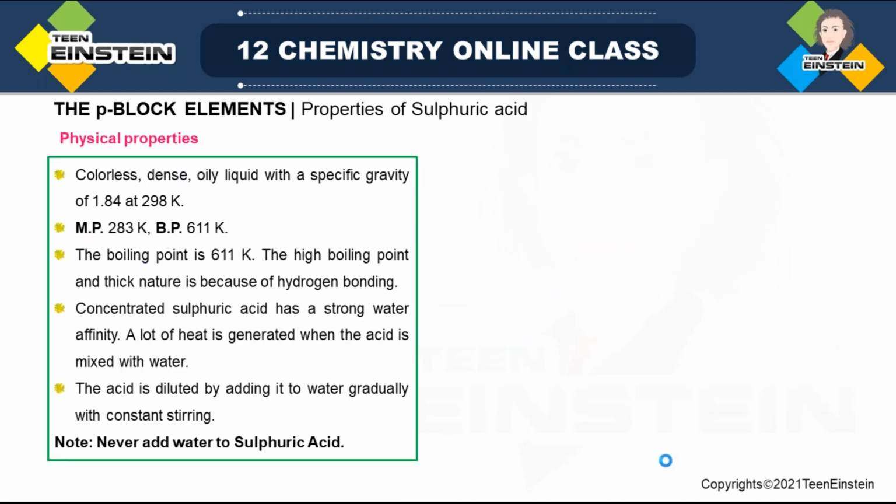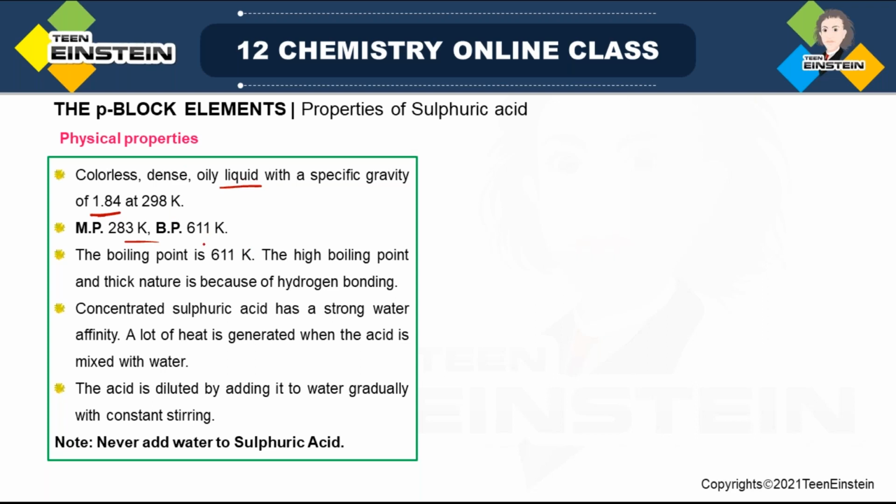Physical properties of this acid: it is a colorless, dense, oily liquid, and its specific gravity is high. If you compare it with water, you will be able to understand. That is why, if you see concentrated H2SO4, you will see it is very viscous in nature, very dense, and its fluidity is not very high. Compared to water, the fluidity is less because of the high specific gravity.